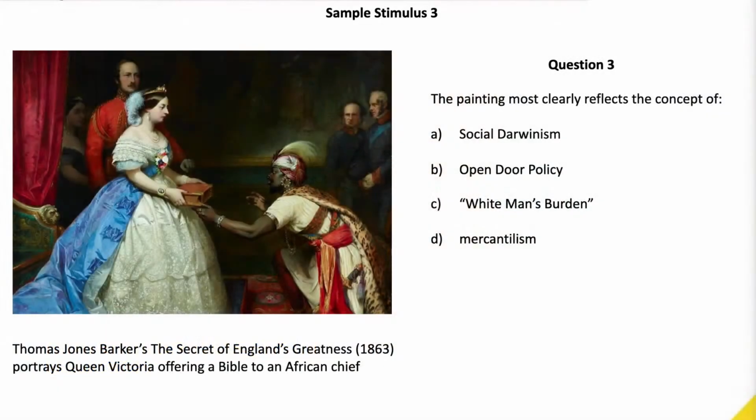Okay. This painting clearly reflects the concept of, so here they actually want you to look at the painting and interpret it. To interpret the painting, you've got to say, okay, fine, what is Queen Victoria really doing? And we've got to read this little piece here. It says, Queen Victoria is offering a Bible and therefore religion and therefore a Western outlook to an African chief. So this would be an example of white man's burden. I sort of alluded to it a little bit earlier, but didn't talk about it as much.